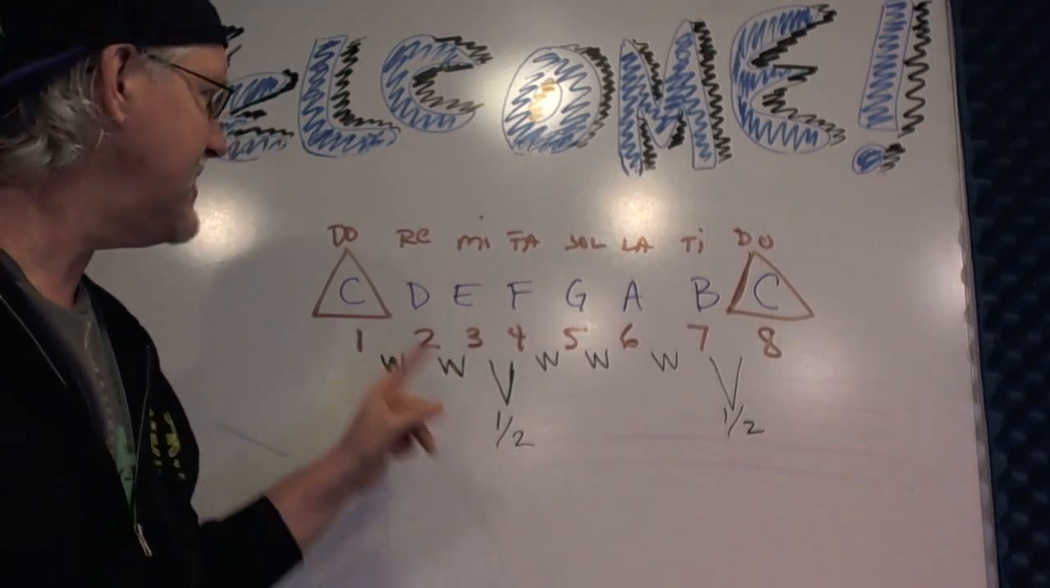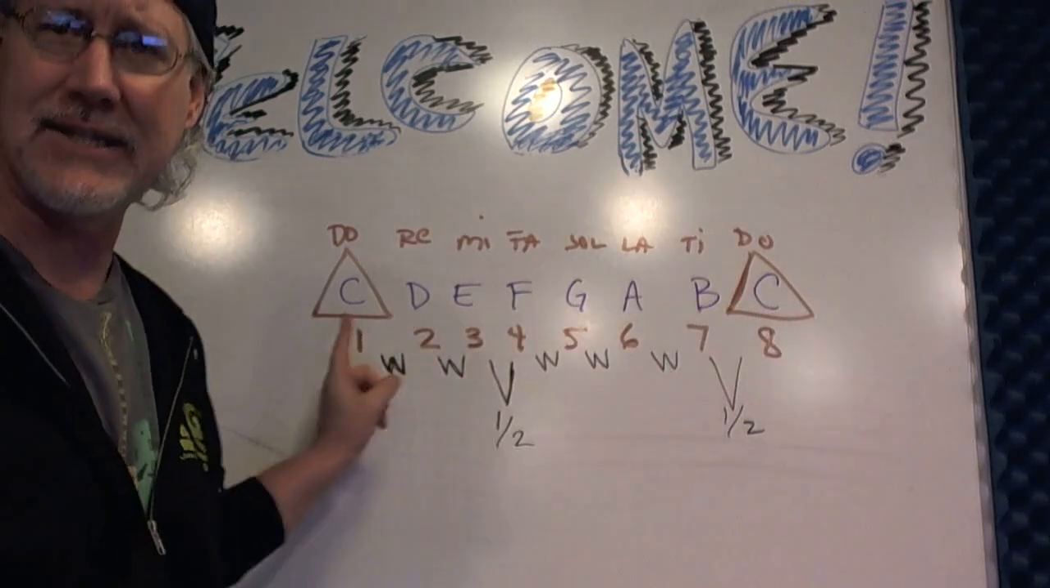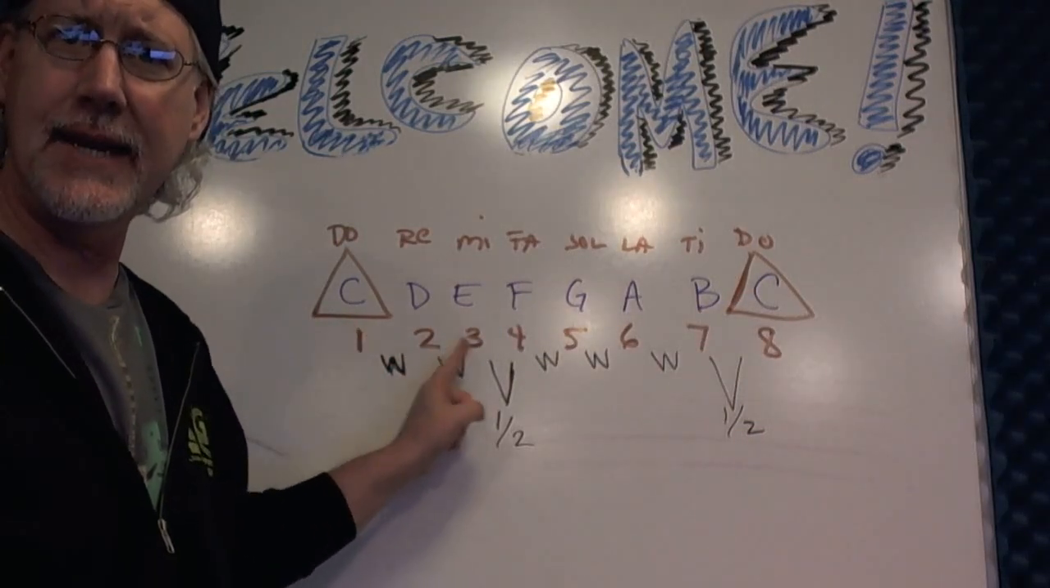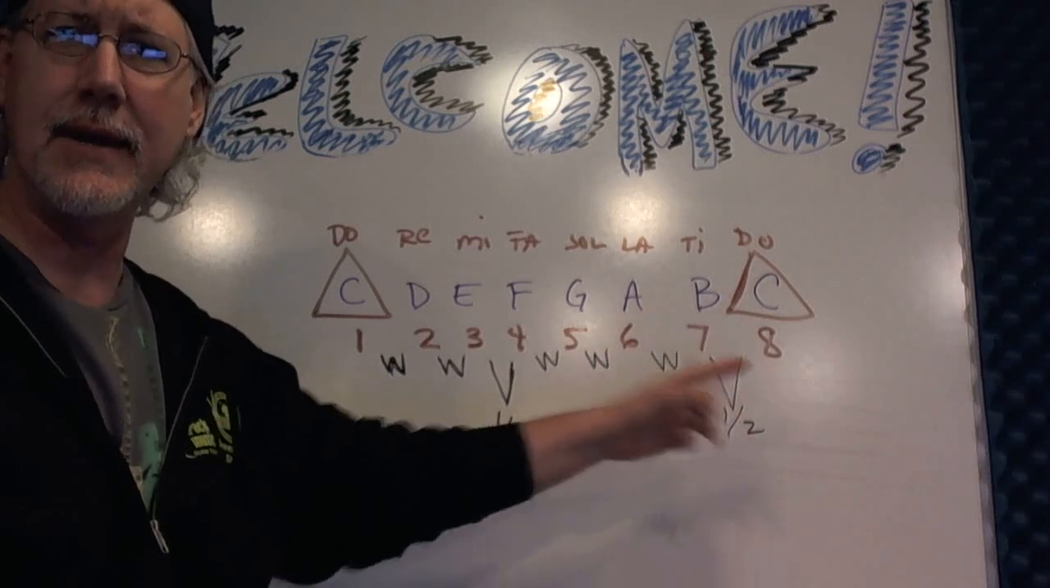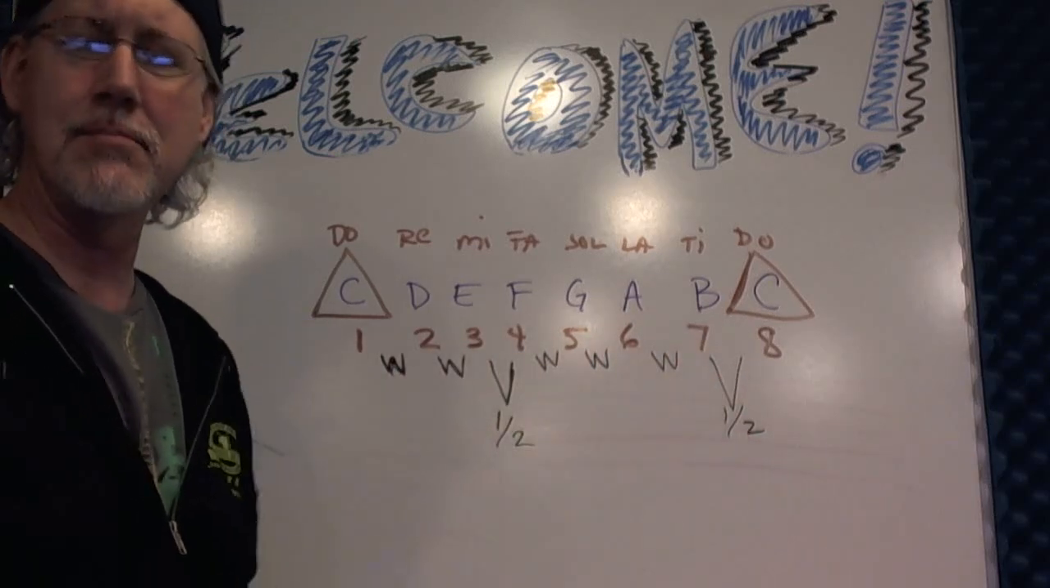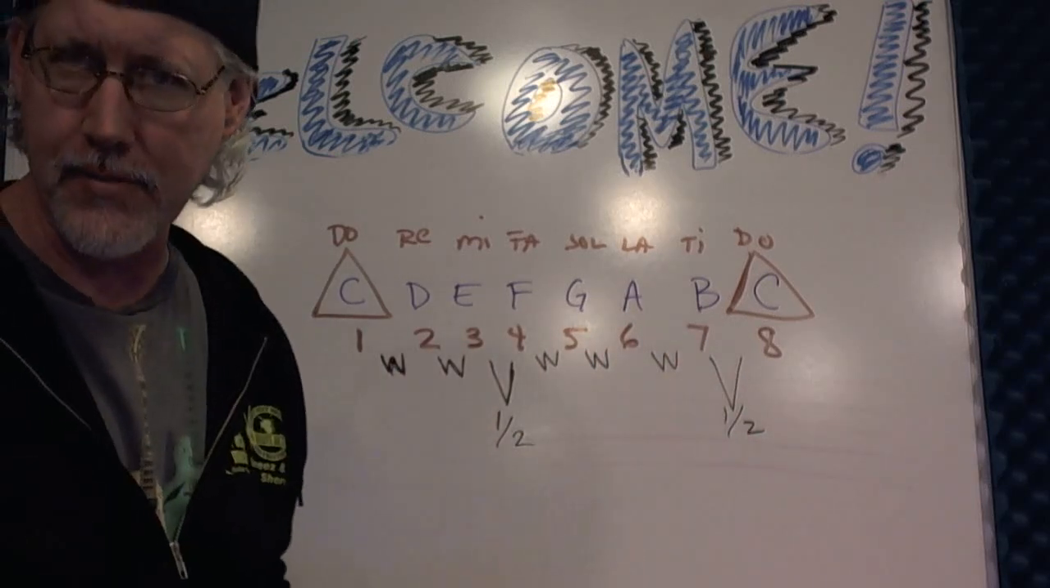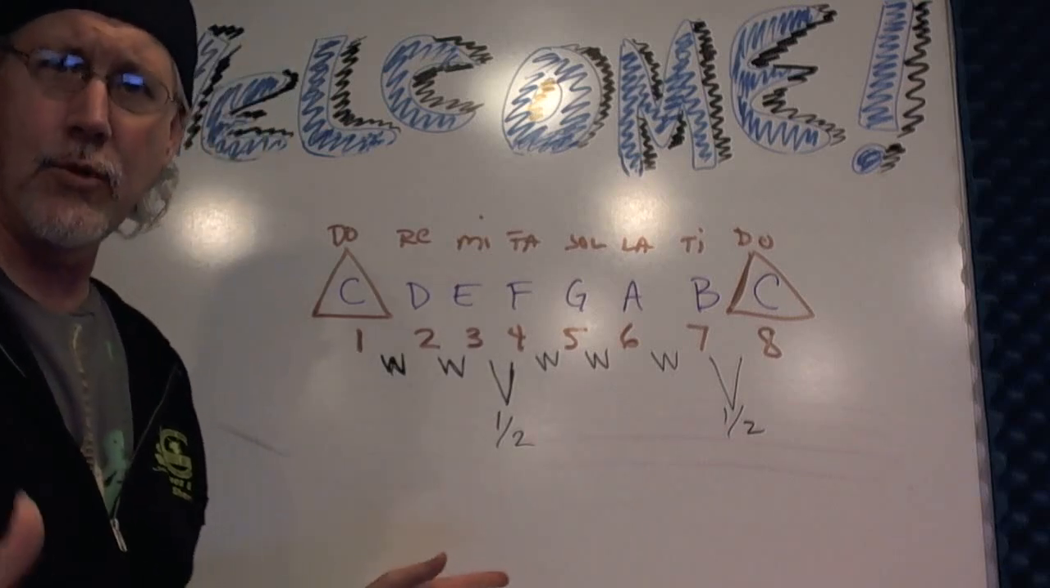We know that the key of C has no sharps, no flats. It's just natural notes. C, D, E, F, G, A, B, C. And the key of C is always a model that we can use to build all of our other major scales from, okay? What I'm talking about is this.